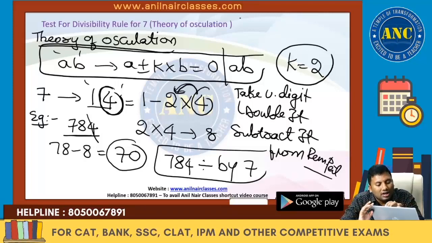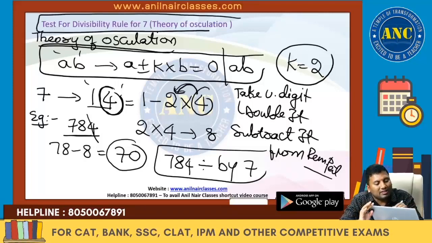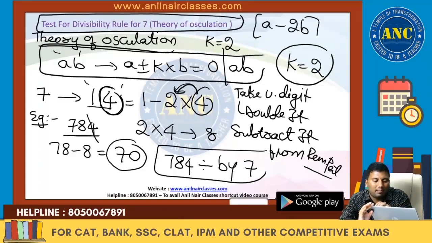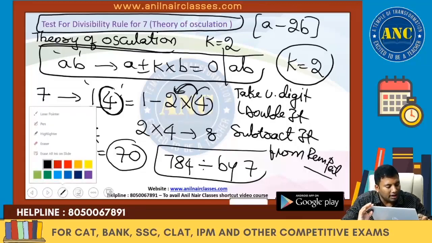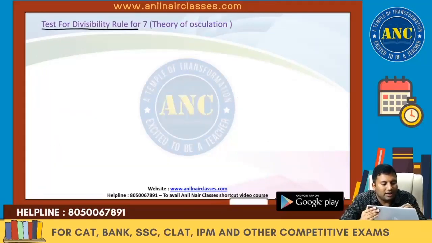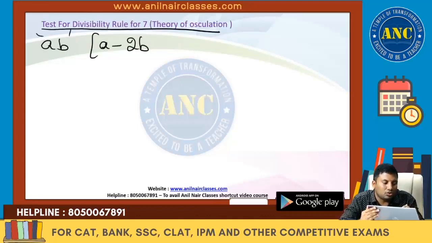So the test for divisibility rule for 7 says that the k value is 2. That means the divisibility rule for 7 is a minus 2b, where a is any number. The divisibility rule for 7 states that the concept is a minus 2b.